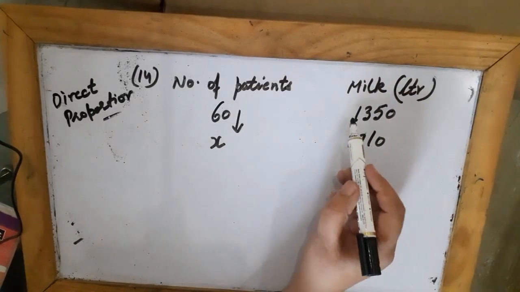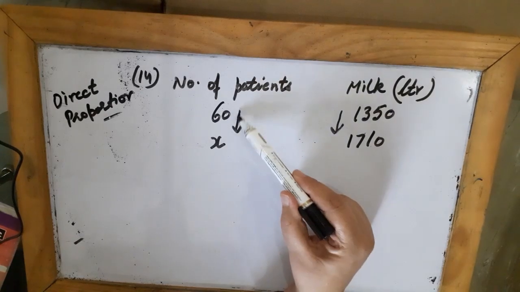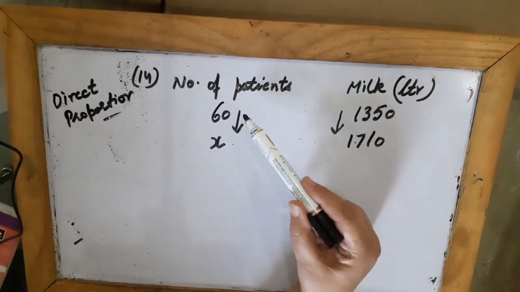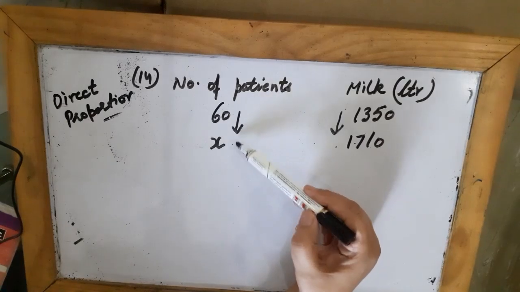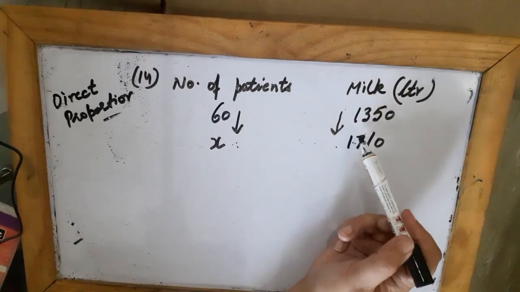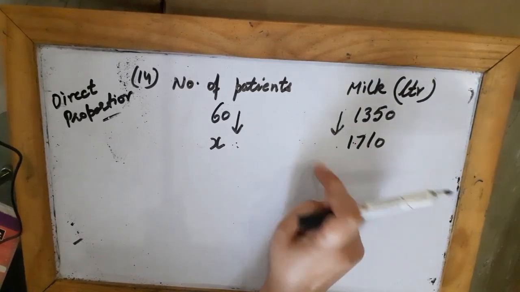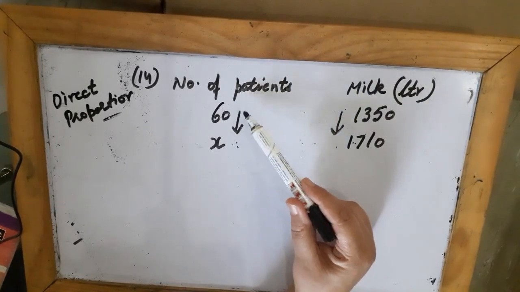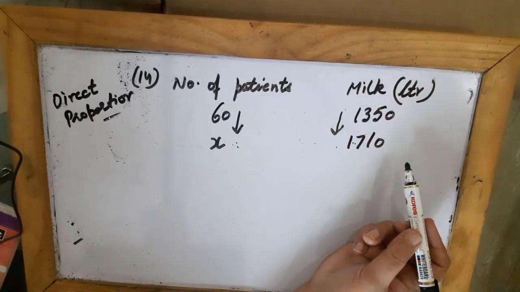Now I can see that if the quantity of the milk is increased, it means more patients can have the increased quantity in the milk. So the patients also can increase. If the quantity of the milk is increased, the number of patients also will increase, those who can consume the increased quantity of the milk. So more milk, more patients. So increase in the quantity of the milk will lead to the increase in the number of patients. So which proportion? Direct proportion.